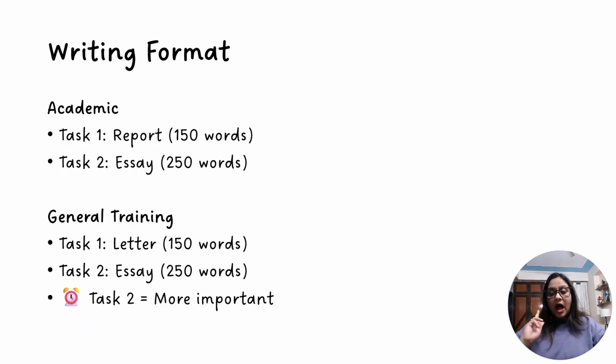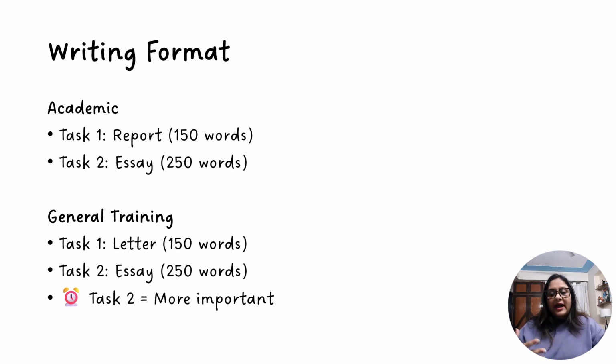So yes, task 2 is very important. I always say to my students that you should always keep 15 minutes for task 1 and 40 to 45 minutes for task 2.